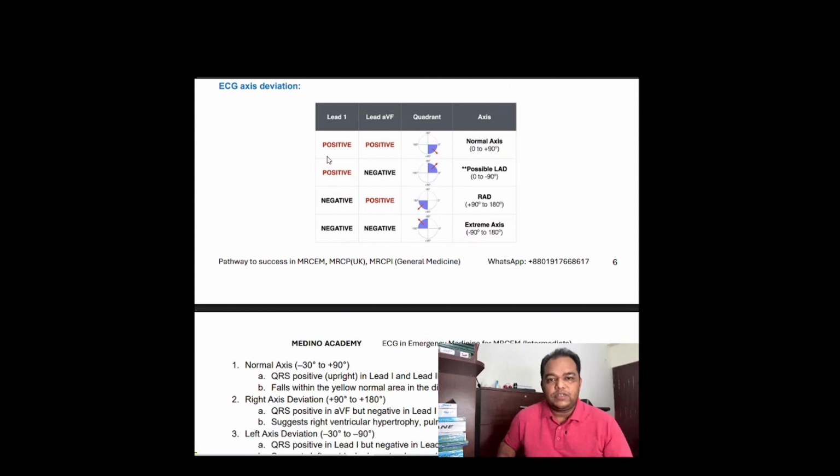When there is positive deflection in lead 1 and also positive deflection in lead 2, 3 or AVF, this is the normal axis. When lead 1 is positive and lead AVF or 2 or 3 is negative, this is called left axis deviation. When lead 1 shows negative deflection and lead AVF shows positive deflection, this is called right axis deviation. When both are negative, it is called extreme axis deviation.